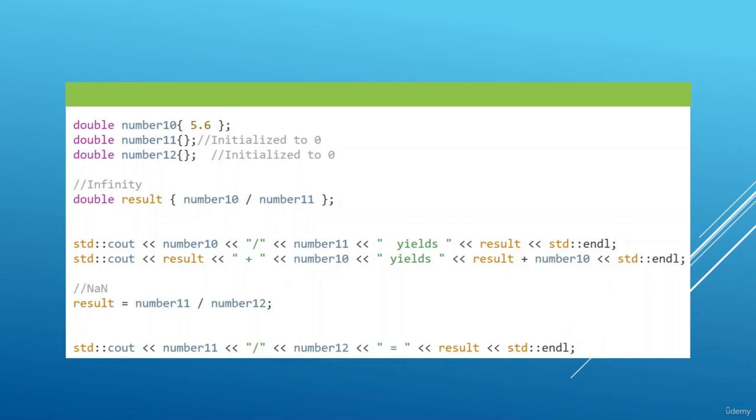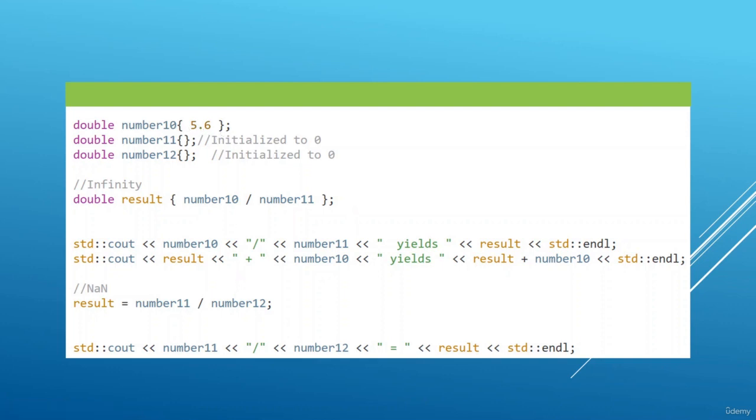Here we have a few examples. We have 3 numbers declared. They are doubles. They must be occupying 8 bytes in memory. Number 10 is initialized to 5.6. 11 is initialized to 0 because we are using braced initialization and we have nothing in here. And infinity here is the result of dividing a number by 0. So it's going to be positive infinity because number 10 is a positive number.